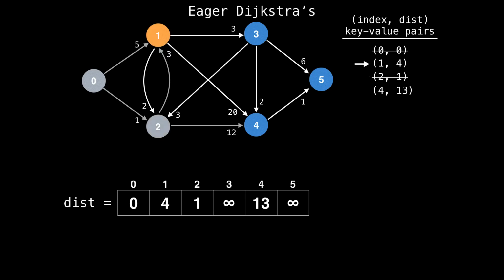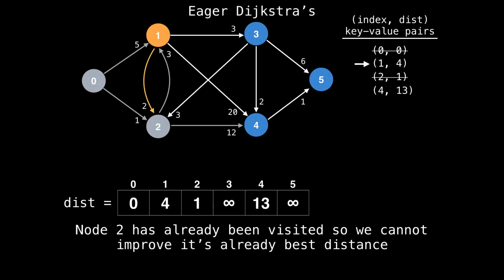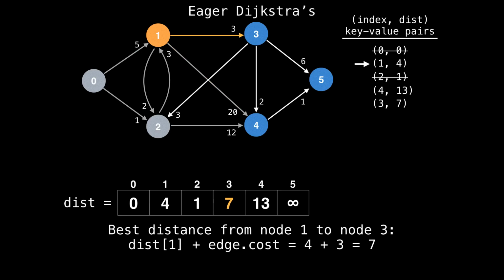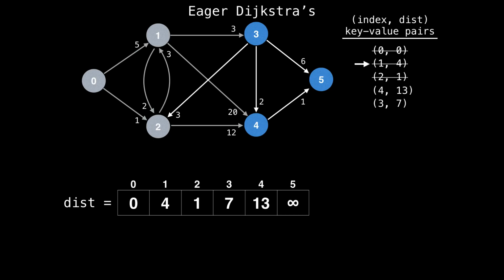The next most promising node is node 1. When taking the downwards edge from node 1 to node 2, we discover that node 2 has already been visited, so we cannot improve its already best distance. We also cannot improve the best distance to node 4 by taking the diagonal downwards edge, since the total cost of 24 outweighs the best distance of 13, which is already known for that node. However, we can improve the best distance to node 3 by taking the edge from node 1 to node 3 with a cost of 3. I'll let the animation play, and as it does, try and predict what the next move for the algorithm will be.